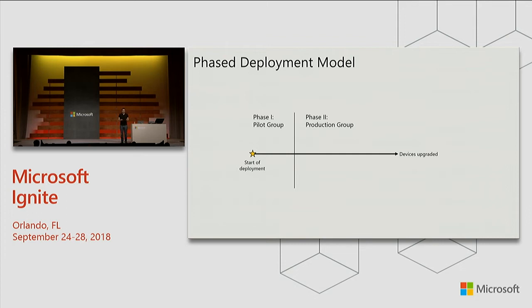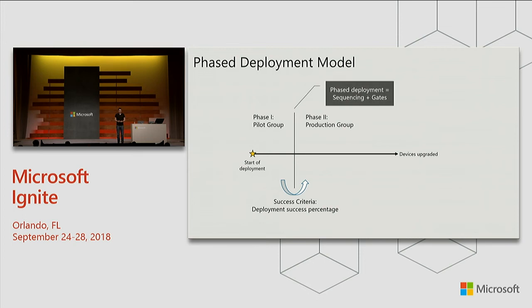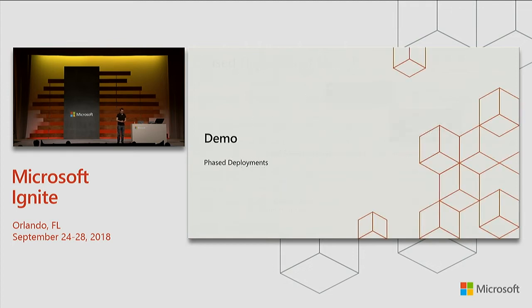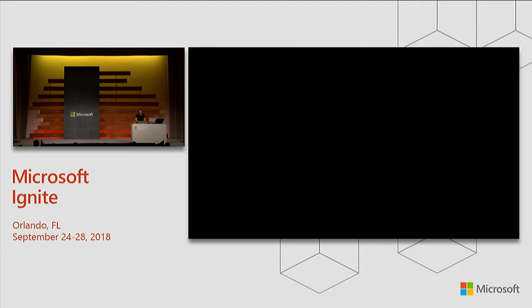So the phased deployment model is that at the beginning of your deployment, you have a pilot group, and we begin the deployment to the pilot group. And we have a success criteria that the IT admin specifies to move from the pilot group to the production group. And then we have sequencing and timing across that so that we can specify how long the production phase lasts. So let's just have a quick look at that in the console.